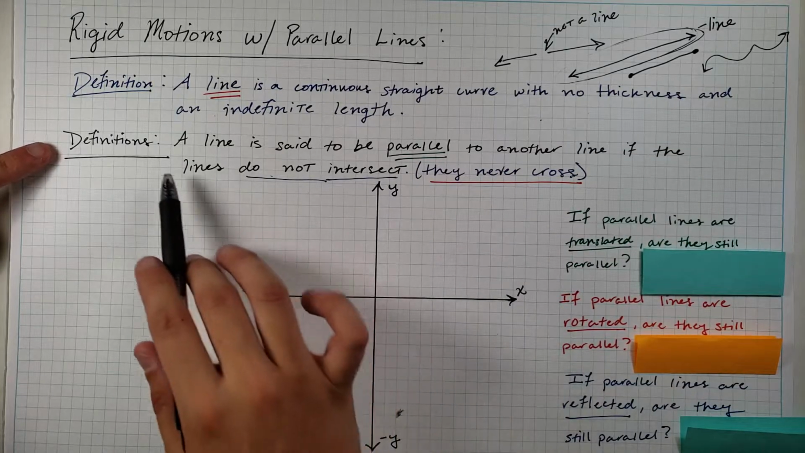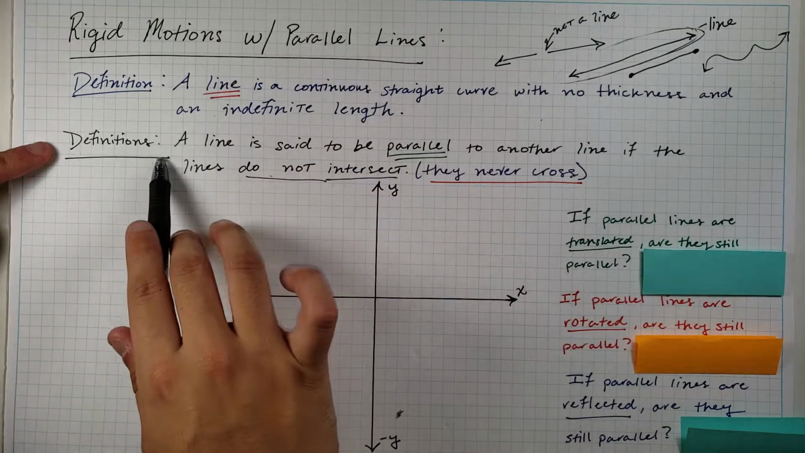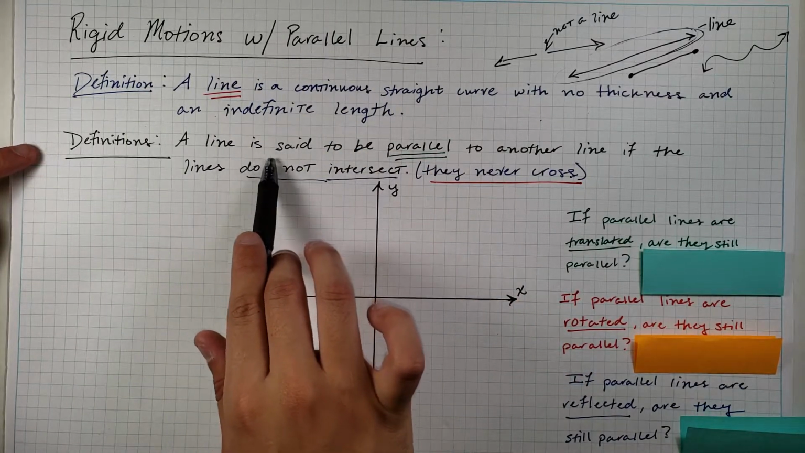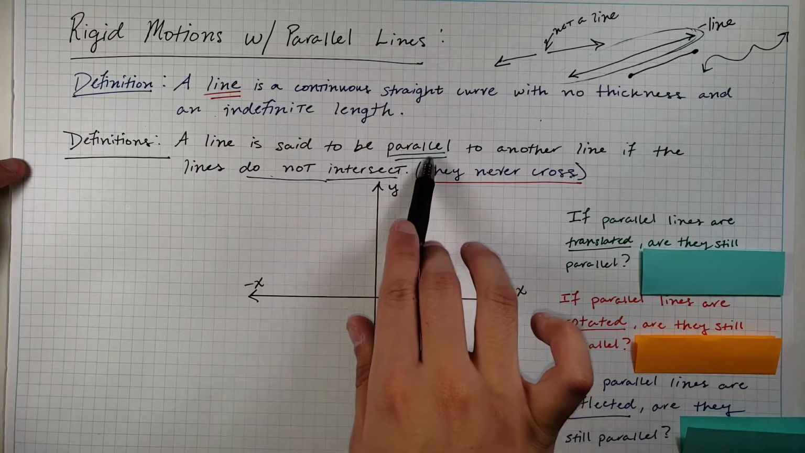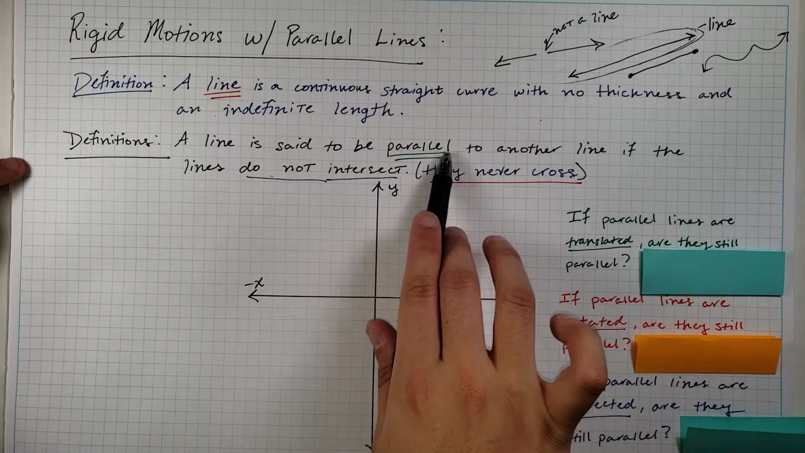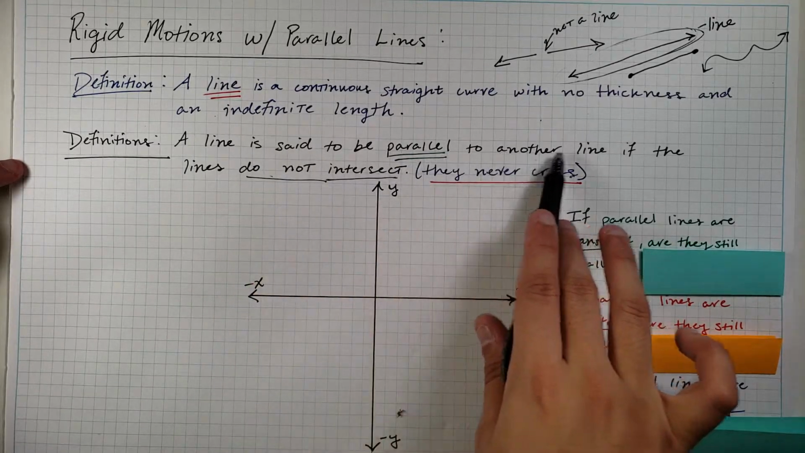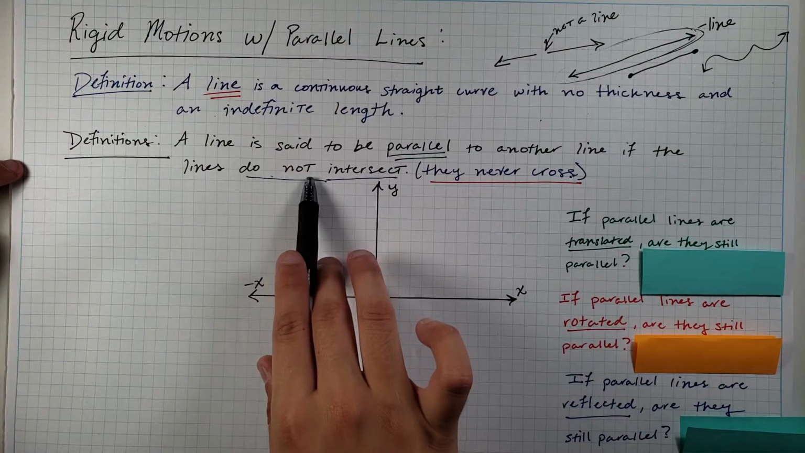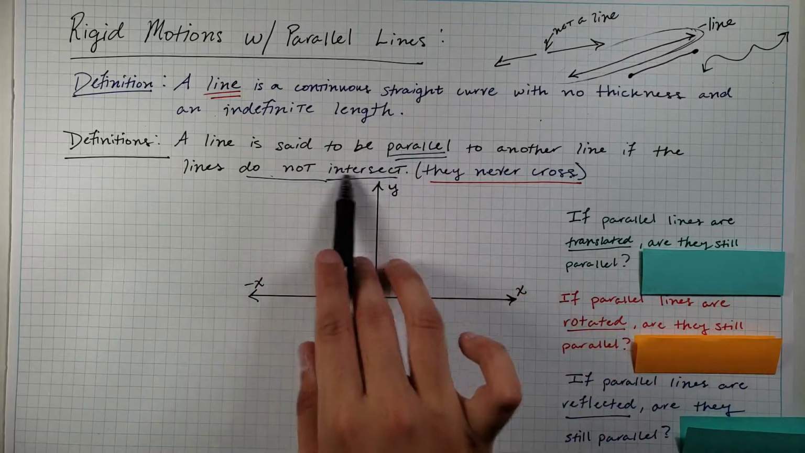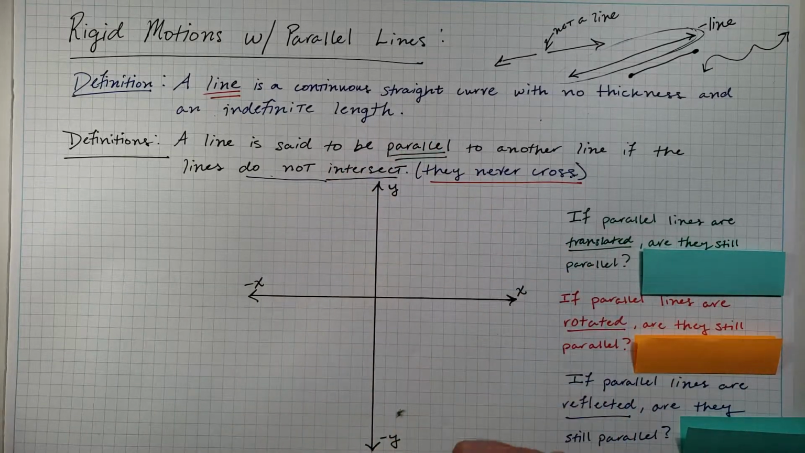So now we can go on to the next definition. The next definition says parallel, okay? So we're going to define parallel, what it means to be parallel. A line is said to be parallel, P-A-R-A-L-L-E-L, a line is said to be parallel to another line if the lines do not intersect. They never cross. So all that means is that if we have two lines and they never cross, and normally we're going to be given that information.